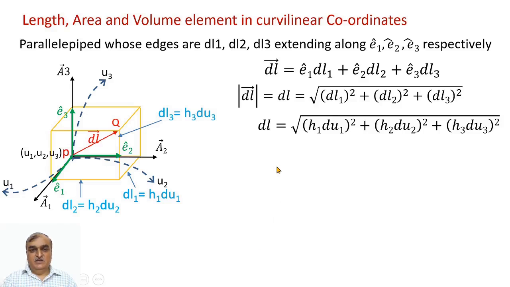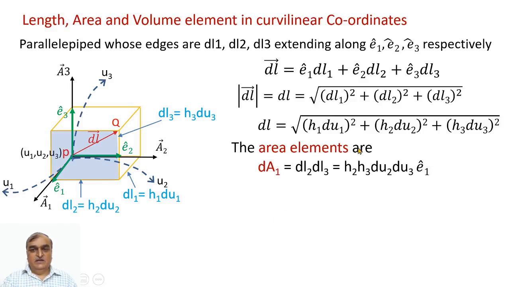Let us see the area elements. The first area element, dA1, this blue colored area, has edges dl2 and dl3, so dl2 into dl3. dl2 is h2 du2 and dl3 is h3 du3. Therefore, h2 h3 du2 du3. And this e1 cap is normal to this area. Therefore, this is the first area element.